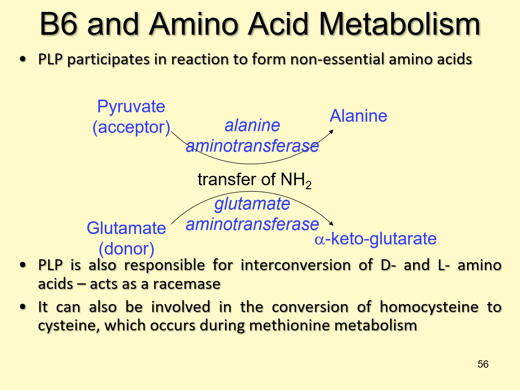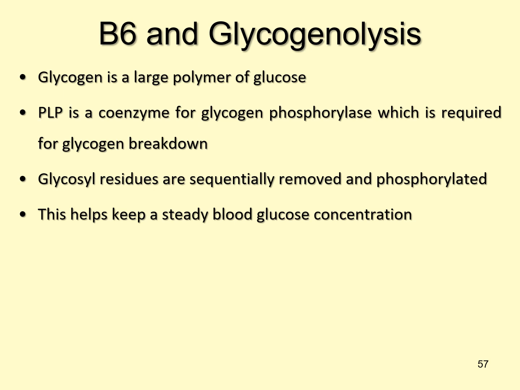Glycogen is a large polymer of glucose, and PLP is a coenzyme for glycogen phosphorylase, which is required for glycogen breakdown. Therefore, glycosyl residues are sequentially removed and phosphorylated, and this helps keep a steady blood glucose level or concentration. Therefore, vitamin B6 also has a great role in DM or diabetes mellitus.